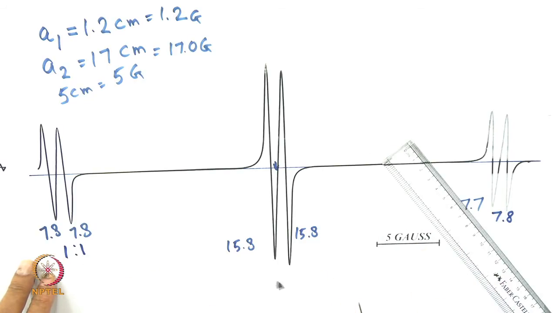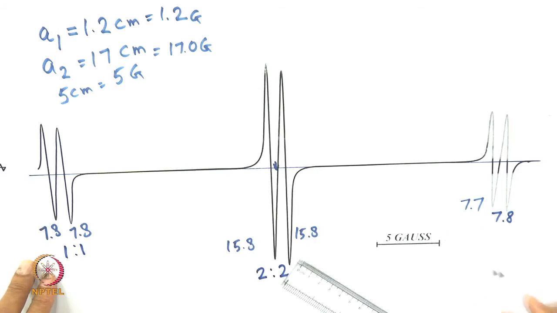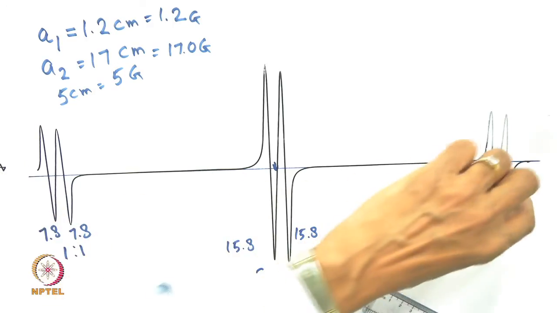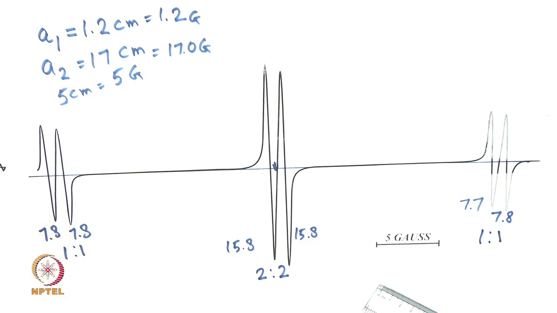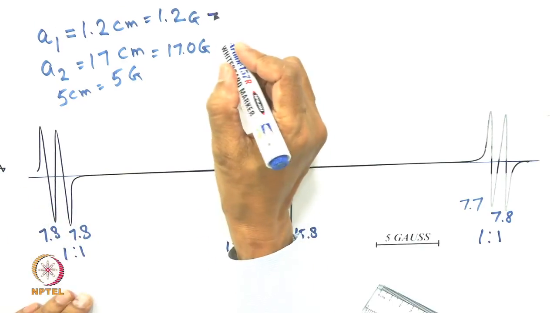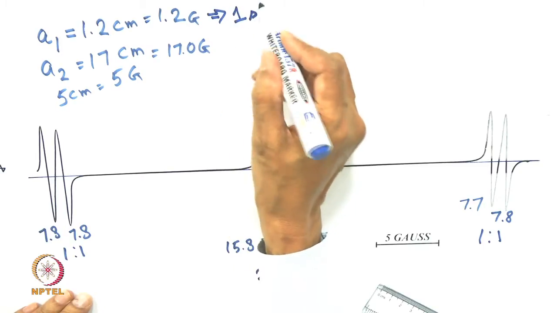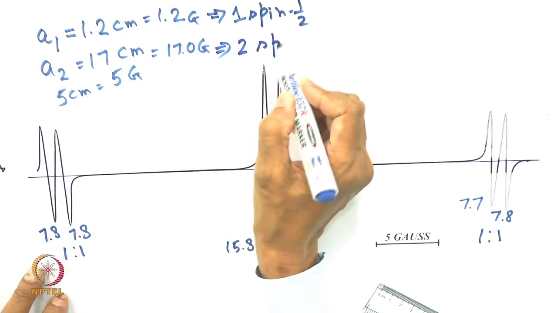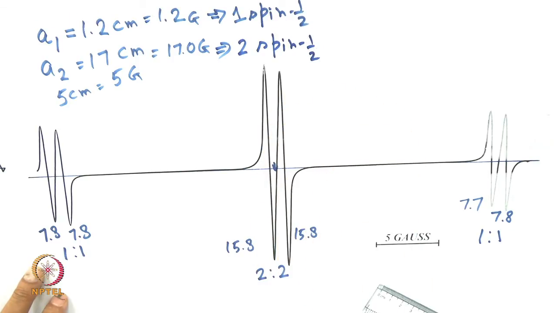The ratio I get is 1:1. Here I get 1:2:1. Here I get 1:1. So, from this relative intensity, it is very clear that this is a doublet that comes from one spin half nucleus. So, this corresponds to one spin half nucleus, and this comes from the relative intensity of the 1:2:1 triplet. This comes from 2 spin half nuclei present there. So, the radical has this sort of nuclei.